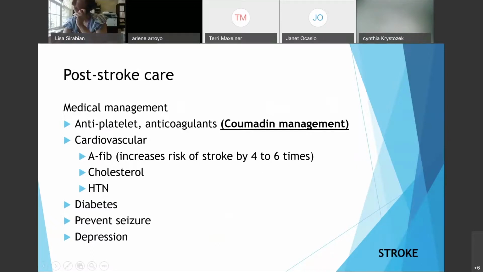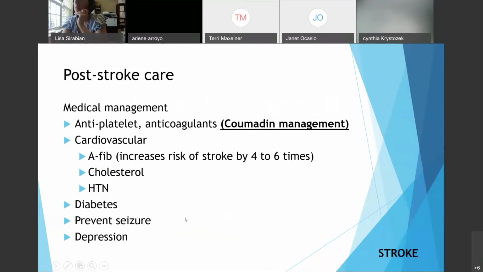Also looking at medical management. Whenever we're talking here about medications, medications carry with them a lot of oversight. We're watching for the effects. We're watching for the side effects. In the case of Coumadin, of course, it requires tight management with lab work and things like that. Also dietary considerations with Coumadin.